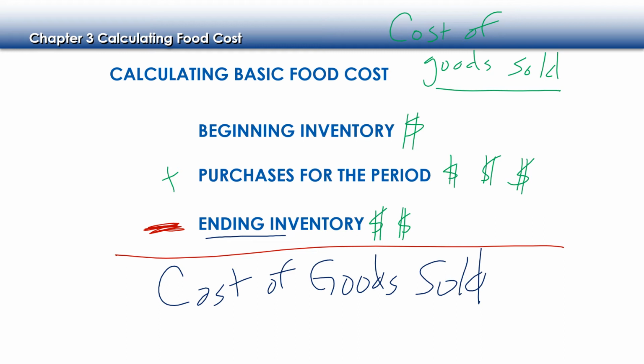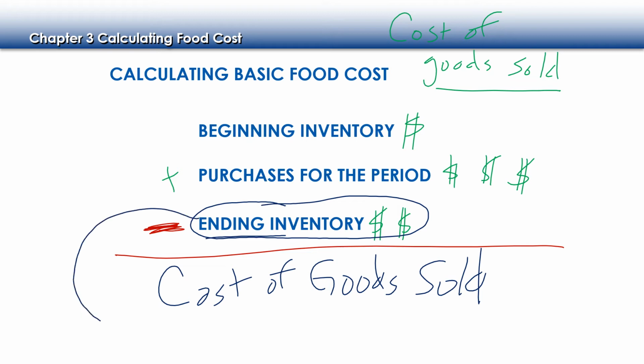Now the really cool thing is that whatever this ending inventory is automatically becomes the beginning inventory of the next period. Because we close business on the 31st, and when we open on the 1st, that's what our new inventory is. We haven't done anything, we haven't pulled anything out, so our ending inventory then becomes our beginning inventory for the new period.